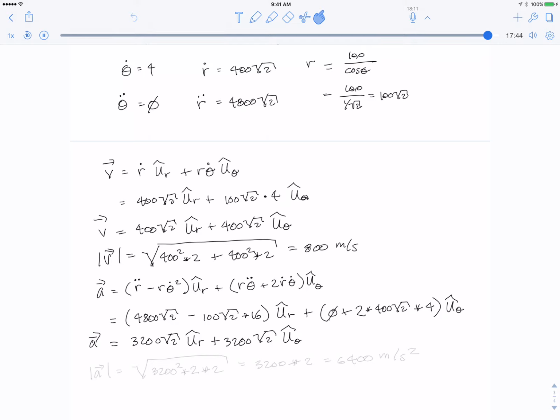And finally, the magnitude of a is the square root of 3,200 squared times 2, and there's 2 of those, so I'm just going to put times 2, and that's just going to be 3,200 times 2, which is 6,400 meters per second squared. So there you go.